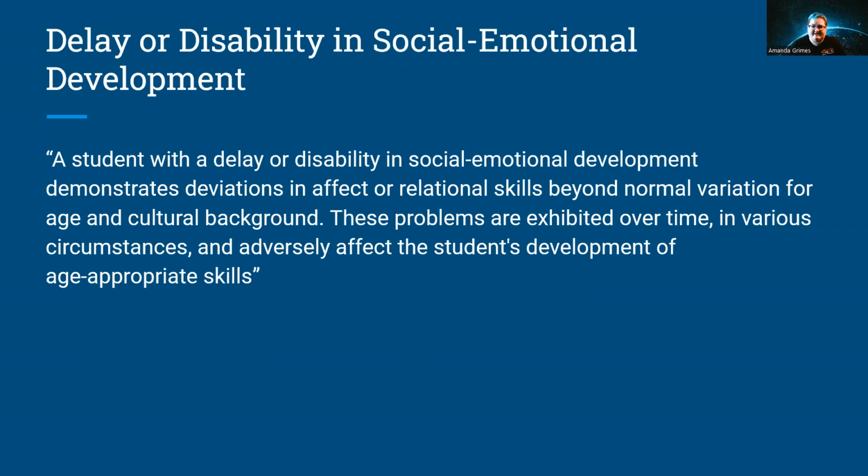There's delay in social emotional development, which is delay in emotional recognition or expression, various circumstances and skills, the normal variation against that standard group of average skills for students aged 3 to 9.